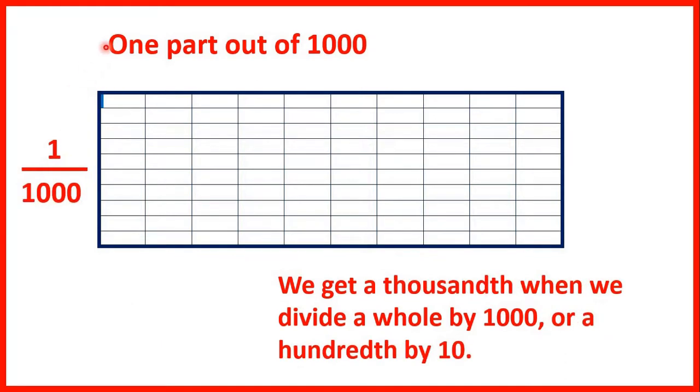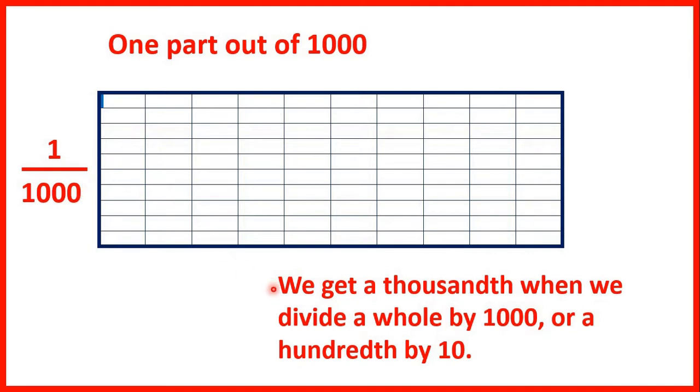Now, if we have 1 part out of 1,000, we have 1,000th. And we've still got this rectangle split into hundredths, but you can imagine each of these little rectangles split into 10 pieces. That would mean that the rectangle was split into 1,000 pieces. Now we can't show this, because if I split each of these rectangles into 10 pieces, you wouldn't really be able to see anything. And you probably can't even see this tiny little blue sliver that we've got here to show 1 part out of 1,000.